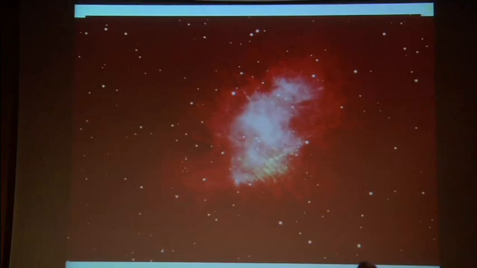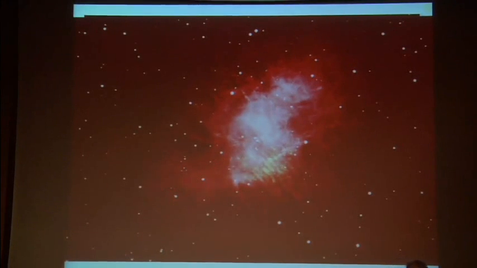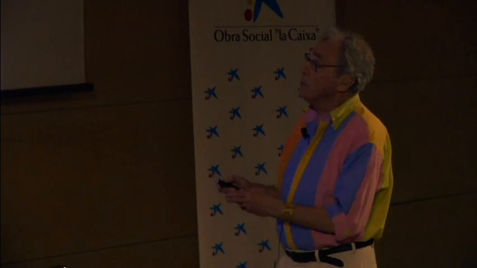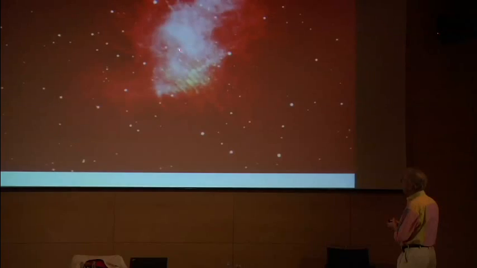So now we go to the Crab Nebula. Next slide. So here is the Crab Nebula. This object is at a distance of about 6,000 light years from us. From here to here is about 11 light years. The neutron star is this one. That's the star that exploded in 1054.